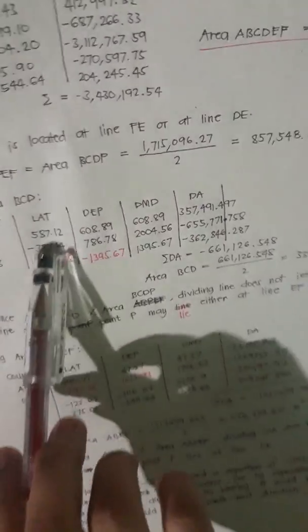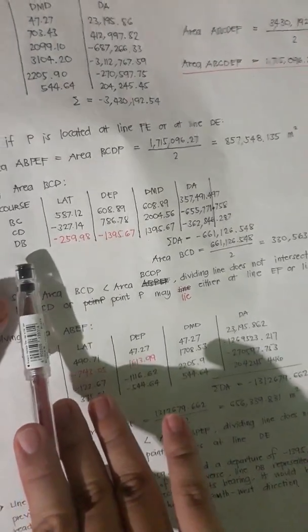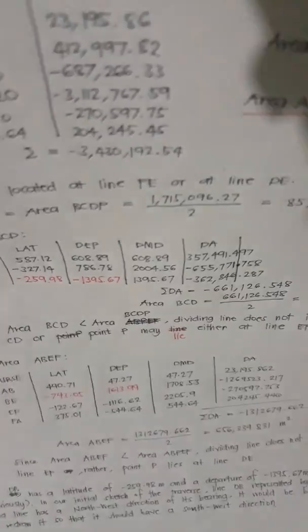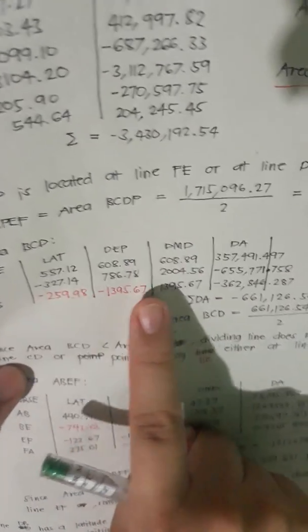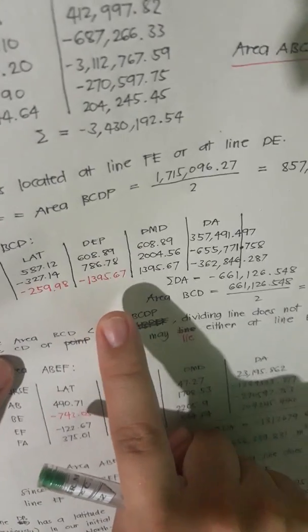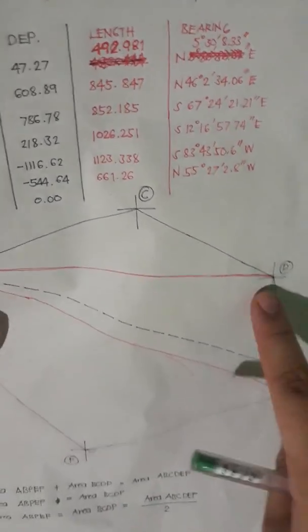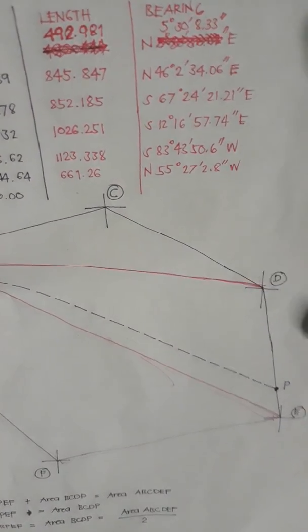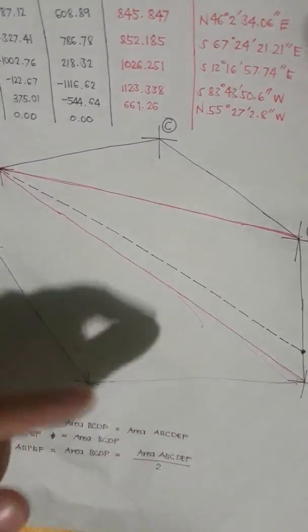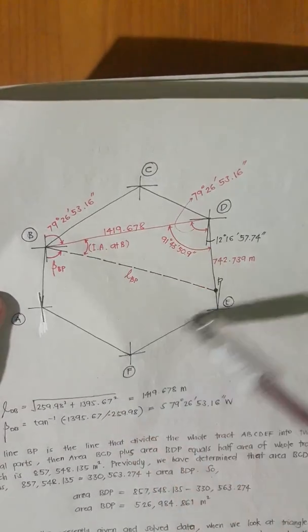Next, based on our previous solution, line DB, the trial line, has both latitude and departure negative. That means its direction should be southwest from point D. And since from the drawing we could see that it is at the direction northwest, it would be better if we redraw the sketch. So we now have this new drawing of the traverse.